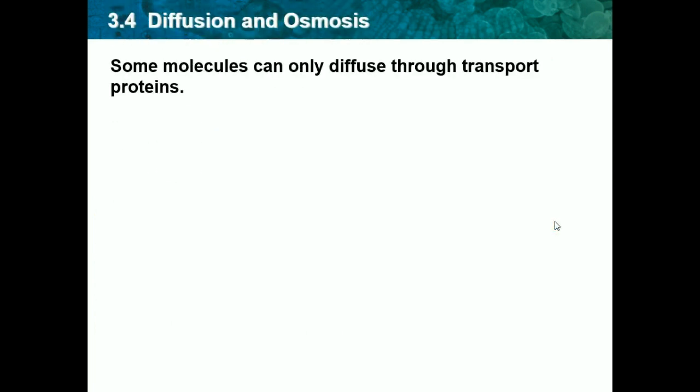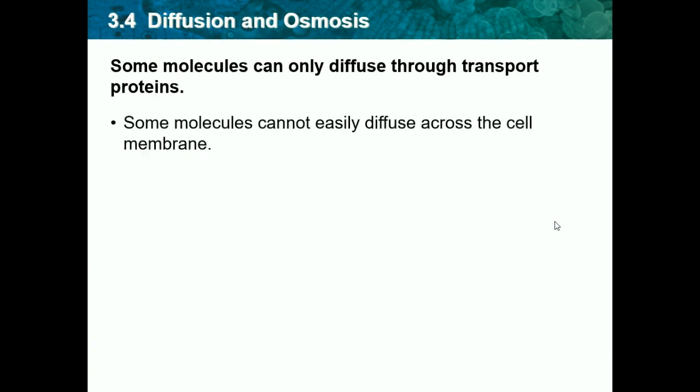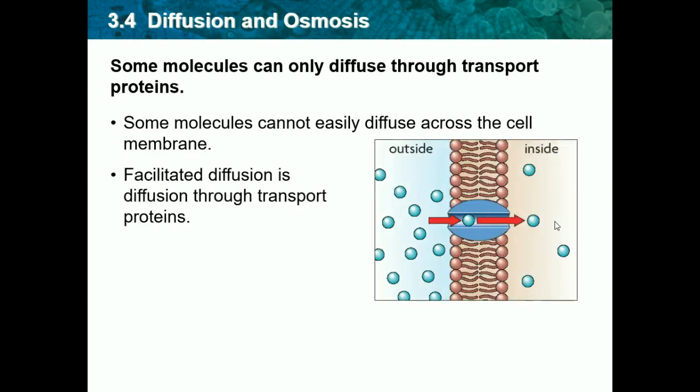Some molecules can only diffuse through a transport protein. Some molecules cannot easily diffuse across the cell membrane, so it's facilitated through a transport protein. Facilitated diffusion is diffusion through a transport protein. So this is an example of facilitated diffusion.